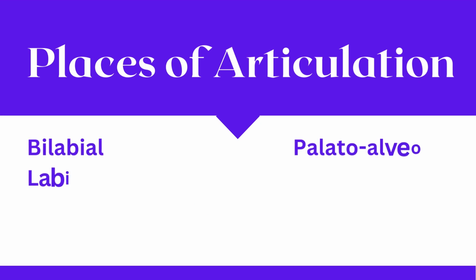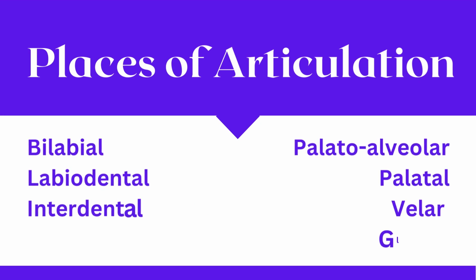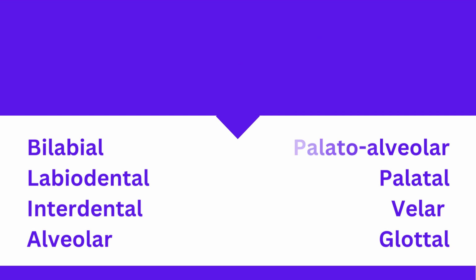Students, let us recall all the places of articulation once again. The first one is bilabial, then labiodental, interdental, alveolar, palato-alveolar, palatal, velar, and glottal. Remember these places of articulation and practice the sounds, and happy learning.